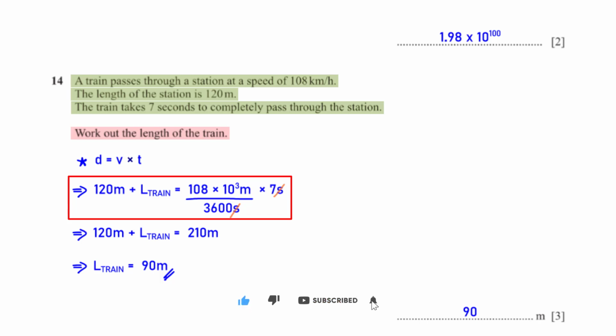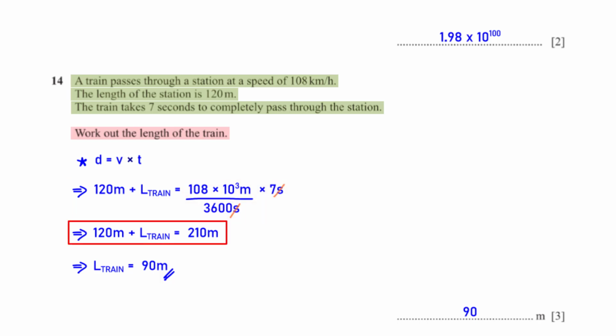To convert 108 kilometers to meters, we multiply 108 by 1000. 1 hour is 3600 seconds. We've been given the time to be 7 seconds. This gives us 210 meters. When we subtract 120 meters from both sides, we get the length of the train to be 90 meters.